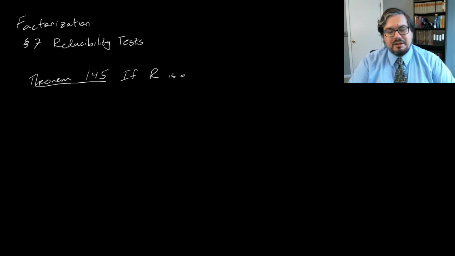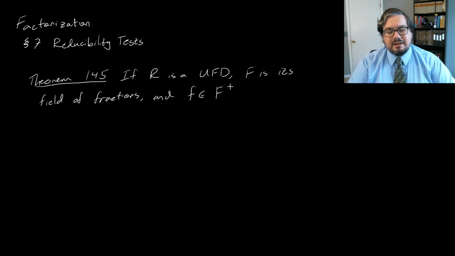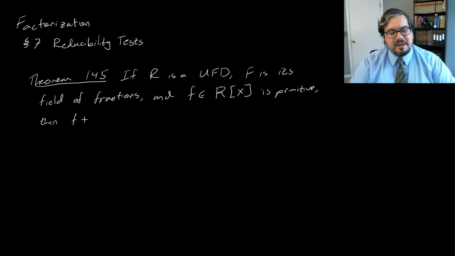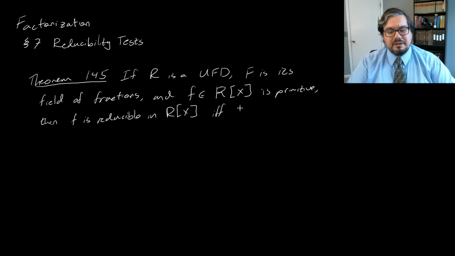And it says if R is a unique factorization domain, F is its field of fractions, and little f inside of the polynomial ring over R, f inside R adjoin x, is primitive, then f is reducible in R adjoin x if and only if f has a root in F.